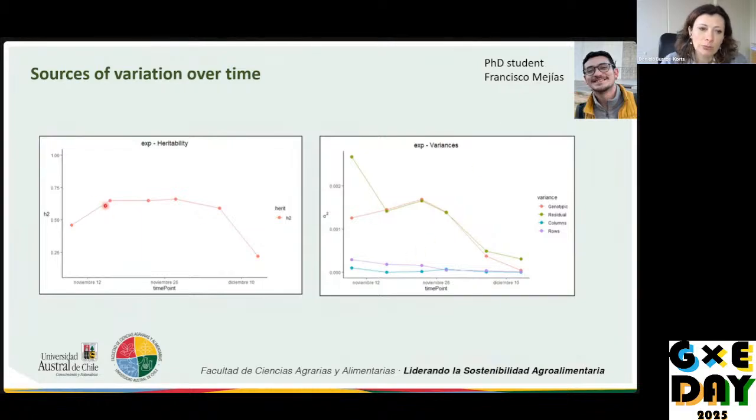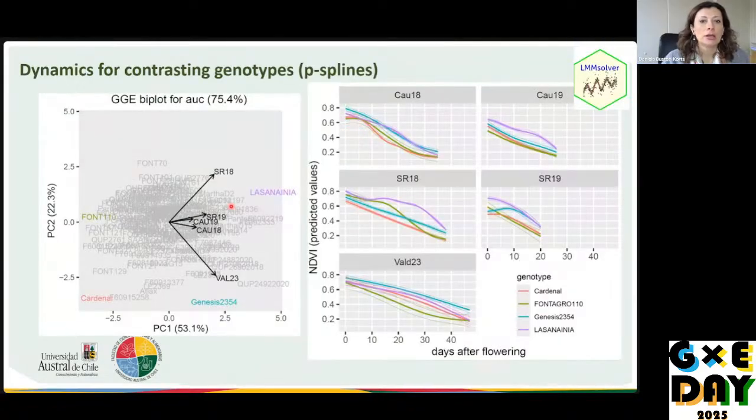And we see that the heritability first is not constant, because at the end, for example, when all the genotypes are yellow, are senescent, then we cannot distinguish them as well as when they are starting to senesce just after flowering. So what do we do here? Well, we apply the LMM solver to this dynamic. Here I'm showing only a selection of genotypes because we have 196.